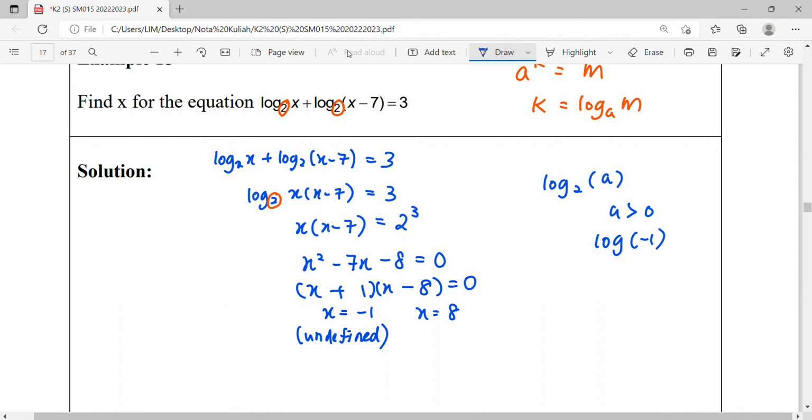So for the value of 8 here, we try. Okay, log 8 is positive. 8 comes to here, 8 minus 7 equals 1, still positive. So this value of 8 can be defined in log. Therefore, the final answer is only x equals 8.